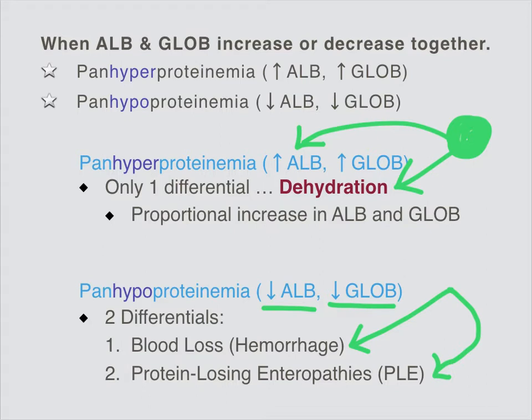So only when they're both going up together, there's only one differential, and that's dehydration. When they're both going down together, I want you to be thinking, is it hemorrhage? Is it protein-losing enteropathy? And how do we figure that out? Well, we're going to be looking at our PCVs. We're going to be looking at our clinical presentation and all these other things that we put together within the case. A lot of times with proteins, it's supporting evidence for other stuff that's going on.